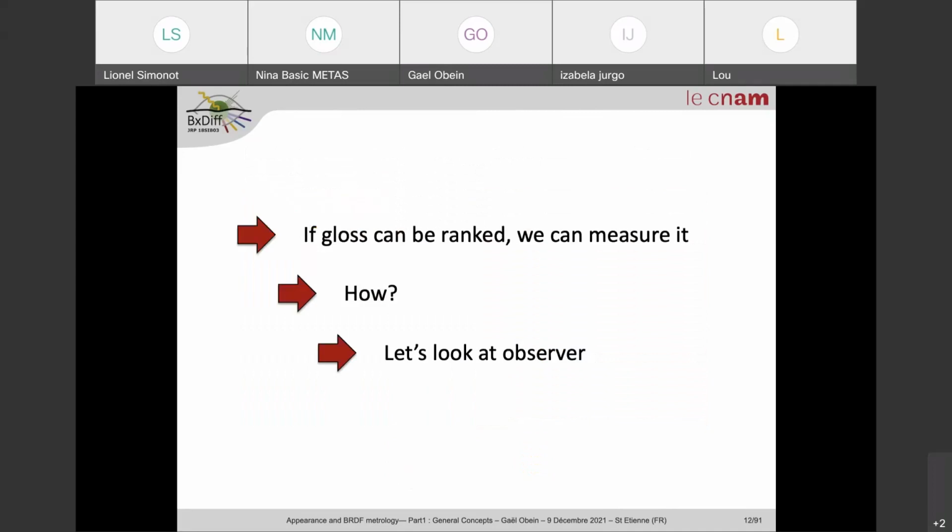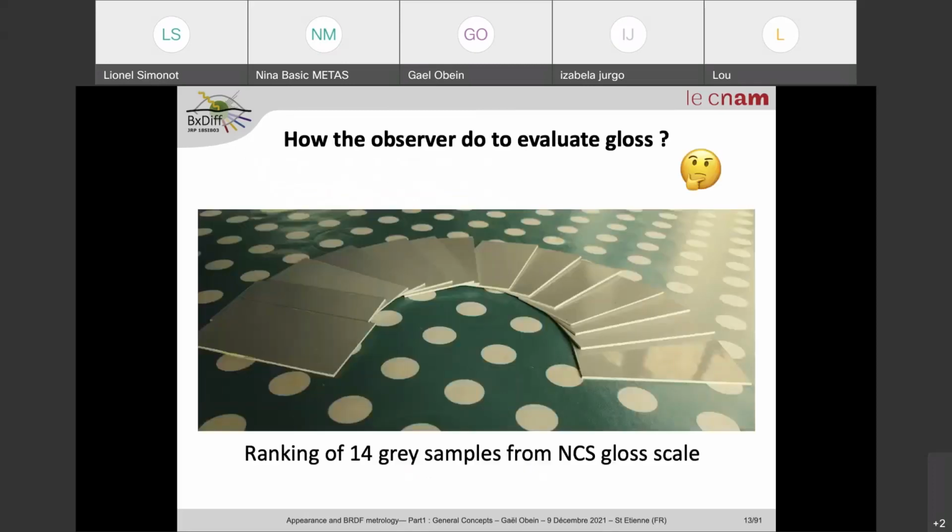So if you can rank the gloss, we can measure it, because that means that in your brain there is a scale somewhere, and it's just now a matter of finding the scale. And how we can measure it, the best is to look at how the observer does. And of course, I have an observer. So I give him 2 samples and I ask him which one is the glossier. And he can do it again, so I will do another try because that was too fast. But it's the end of the day and he's not naive.